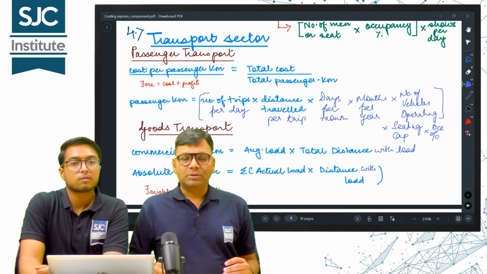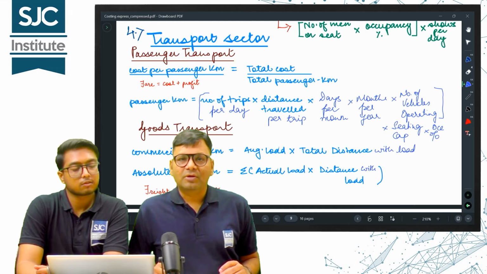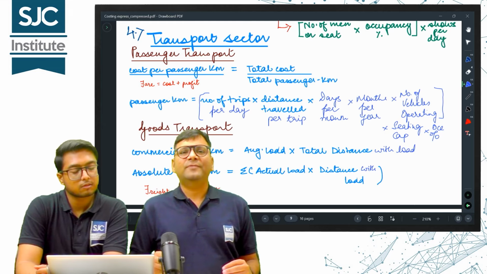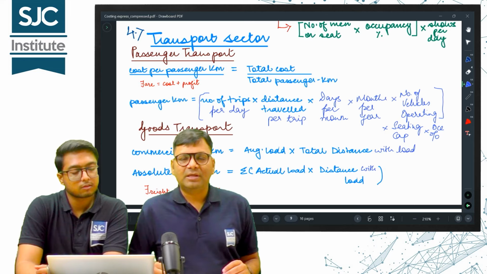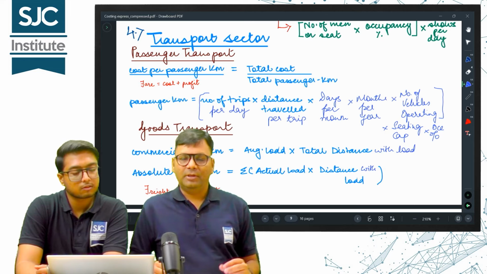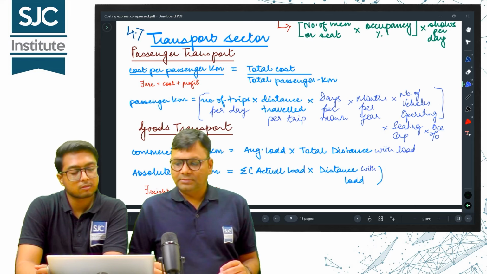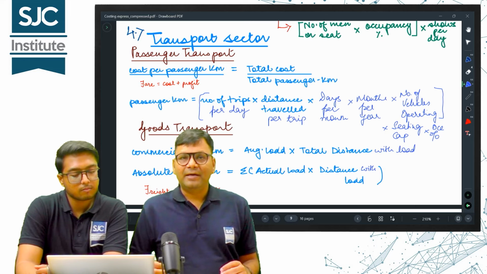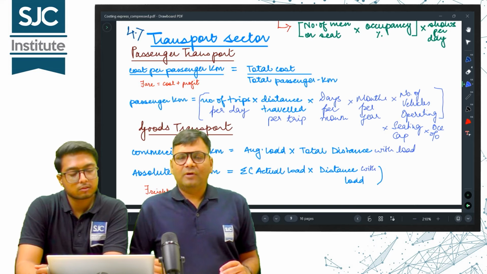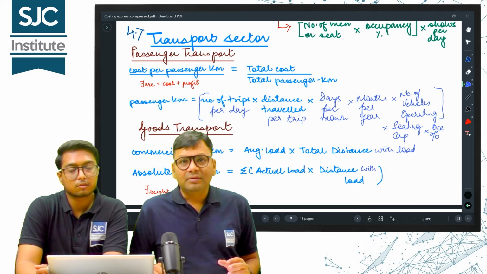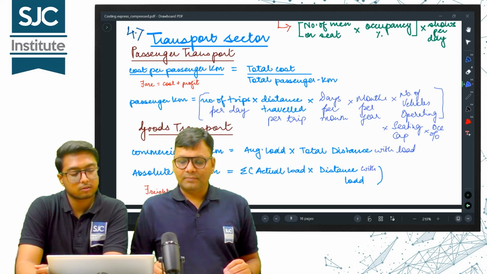Next is goods transport. In case of goods transport, the cost unit is ton kilometers. There are two types of ton kilometers. One is commercial ton kilometer, another is absolute ton kilometer. Commercial ton kilometer is determined by averaging the weight carried. So we have average load carried in all the various trips. It's the simple average of all the weights multiplied by total distance traveled with weight. We write with weight because if there is any distance traveled without weight, then you should exclude that.